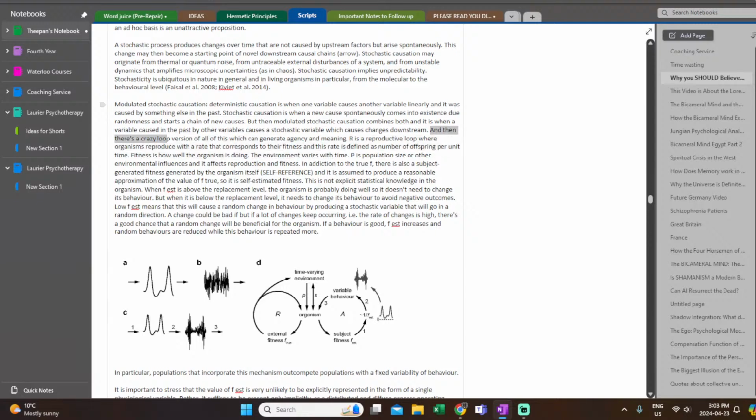And then there's a crazy loop version of this. This is all my notes. A crazy loop version of all this, which can generate agency and meaning. R is a reproductive loop where organisms reproduce with a rate that corresponds to their fitness, and this rate is defined as number of offspring per unit time. So that's just the reproduction rate within this organism.